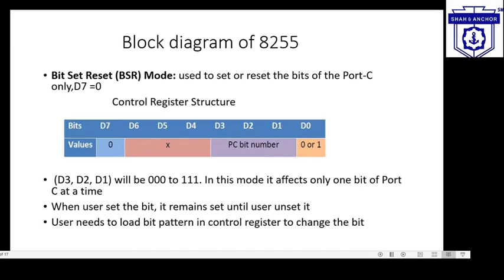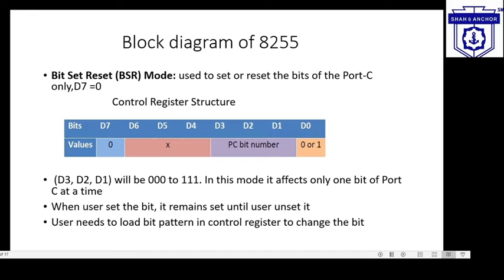Now when we talk about the bit set reset mode, that is BSR mode, it is used to set or reset the bits of port C only. In the bit set reset mode, the control register has its own structure. On the slide we can see that the D7 bit of the control register is 0 in BSR mode. Then D4, D5 and D6, these 3 bits we are not using. Then the D0 bit may be 0 or 1. Then bits D1, D2 and D3 have different values from 000 to 111.